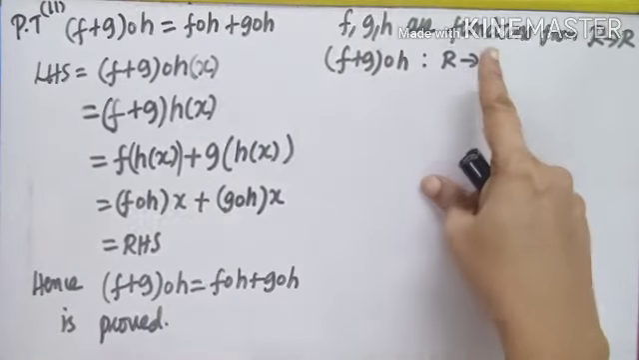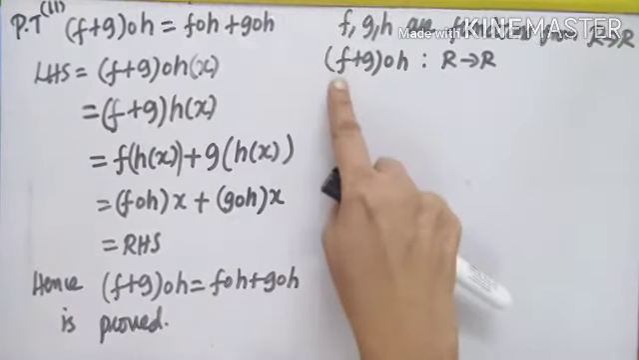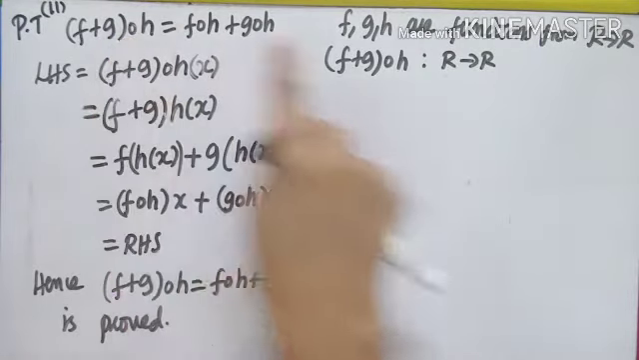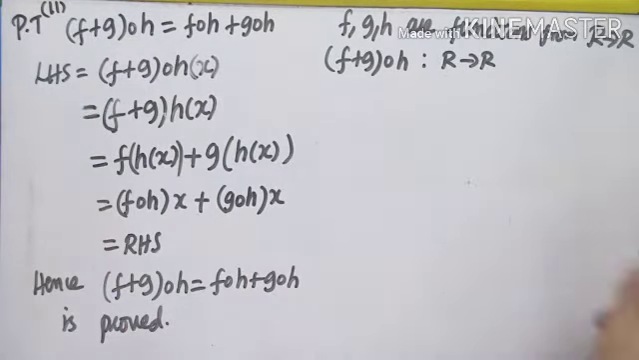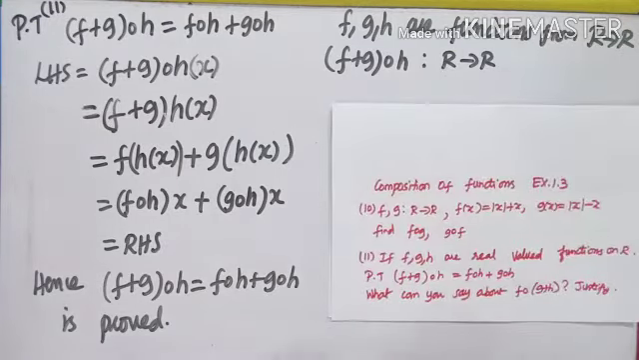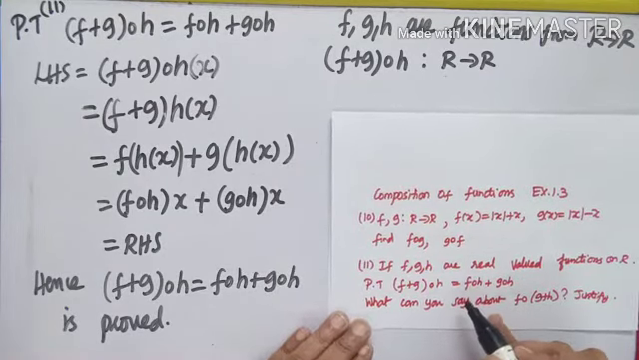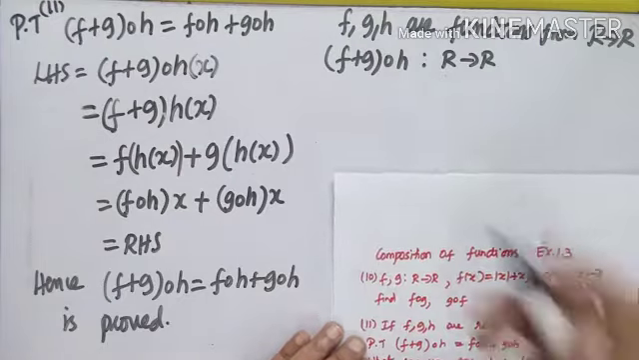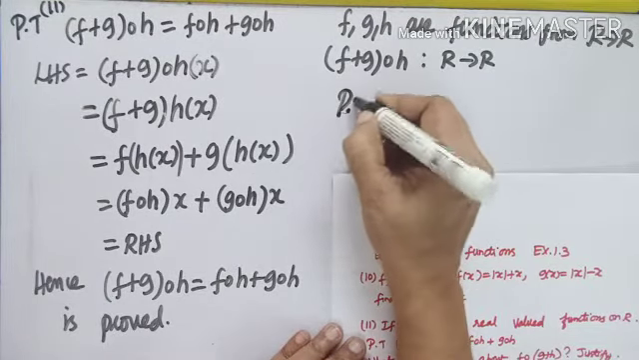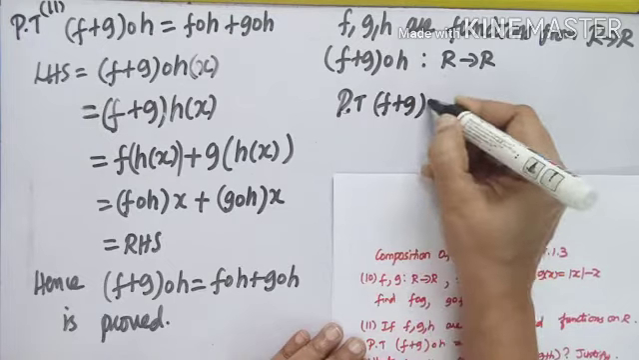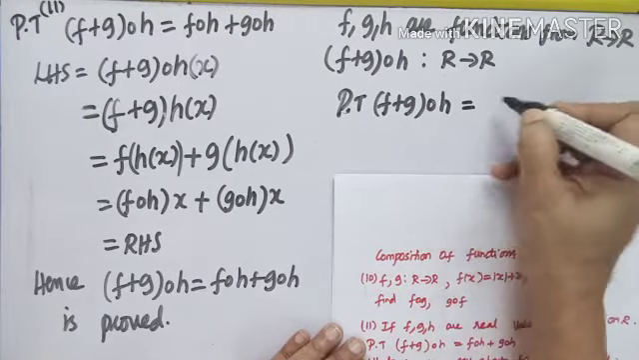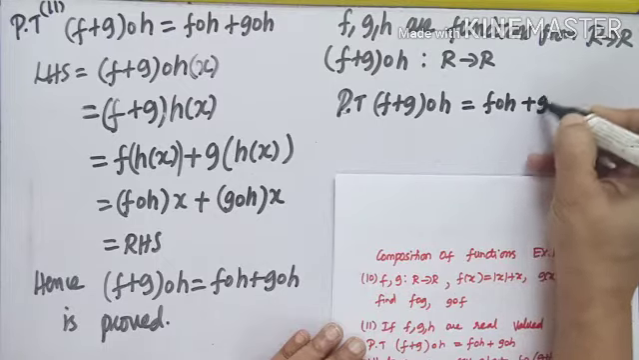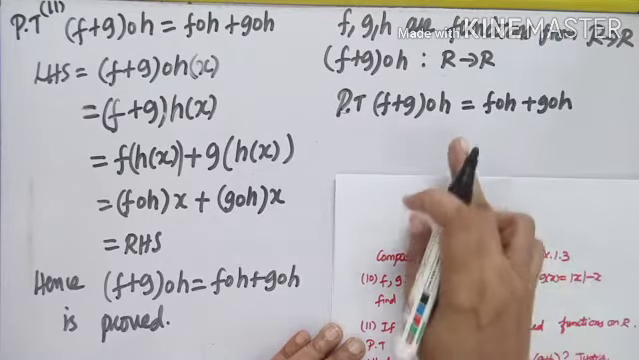f, g, h are functions from R to R. (f plus g) composition h is also a function from R to R as given in the question. Now the second part of the question is to prove that (f plus g) composition h is equal to f composition h plus g composition h. We want to prove that LHS equals RHS. So this is over.